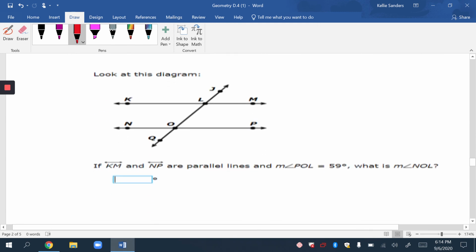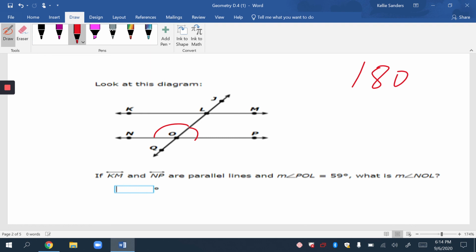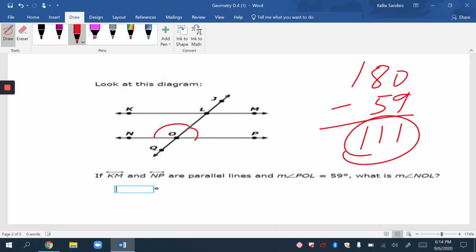POL is, oops, this angle. NOL is this angle. One of those is obviously obtuse, and one of them is acute, so they are not going to be equal, so we are going to do the supplement again. 111. My bad. Thinking about it again. 121.